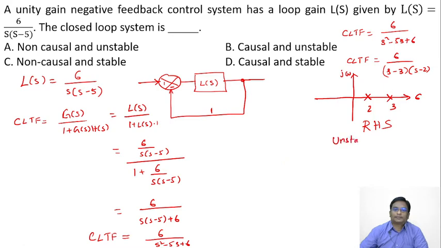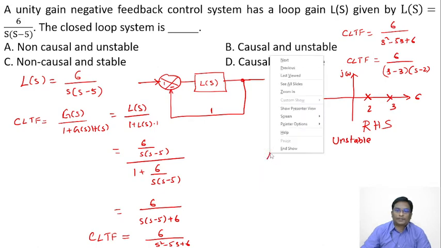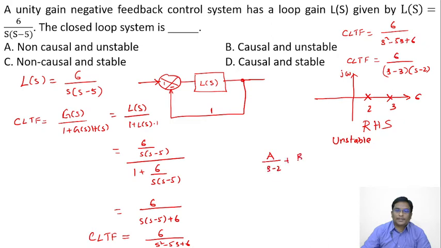If you find the response here, you will get partial fractions: A by s minus 2 plus B by s minus 3. I have evaluated the closed loop transfer function and we got the values of A and B. Then what is the response? If I apply the inverse Laplace transform, you will get e power 2t plus e power 3t into u of t.